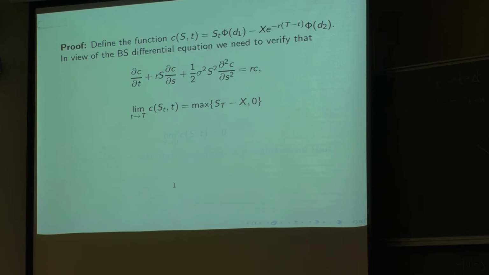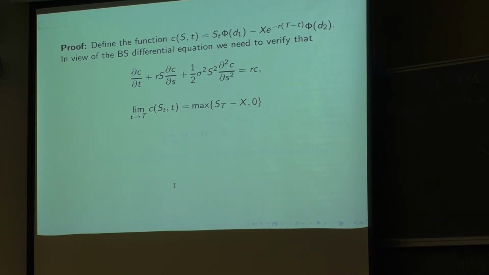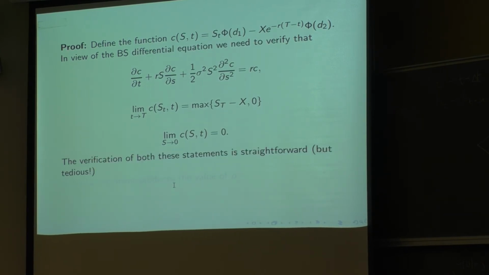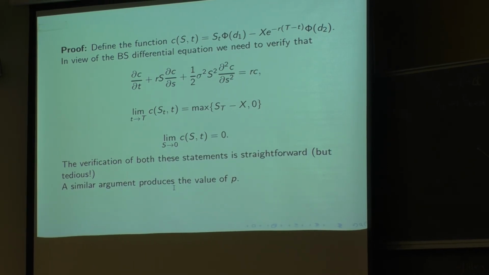you can look at the limit as little t goes to big T of your function C, and you're going to see you're getting the right boundary condition here, and you can also check what happens when s goes to 0, and you're going to get the right boundary condition here. And then by the uniqueness of these solutions for these boundary problems, C must be the price of the European call options. And you can do the same thing with the function P, and you can convince yourself that it must be giving you the price of European put options.